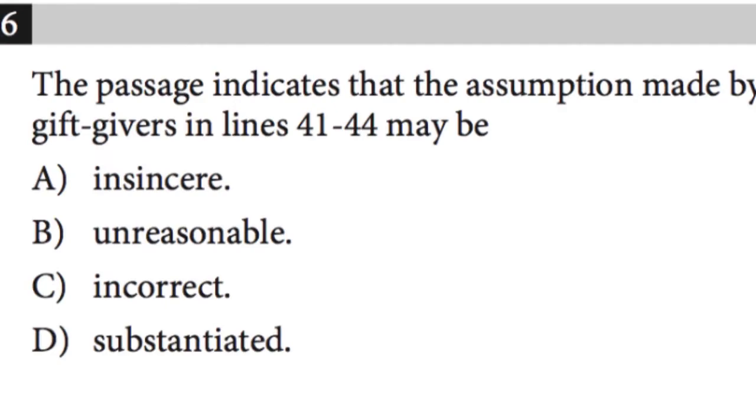A final example. The passage indicates that the assumption made by gift givers in lines 41 to 44 may be, and so on. It's a similar sort of question. It's a reading closely question. Actually, it's a little bit easier because in this case, you are told where to go look for what's stated or implied. You have to go look in lines 41 to 44. You read lines 41 to 44, and based on what's stated there or what's implied there, you answer the question. This is a good opportunity for us to demonstrate what I mean by reading closely.